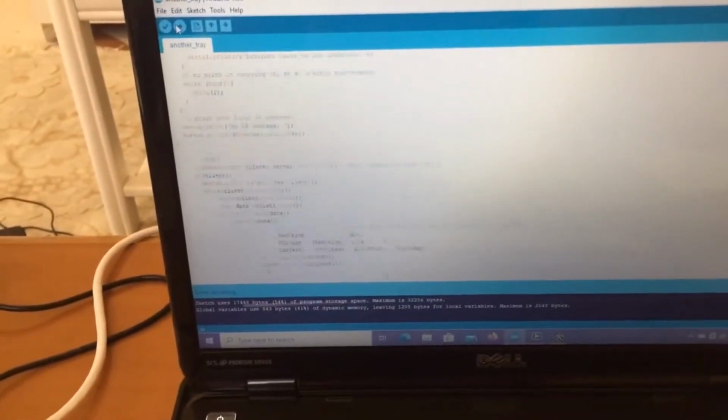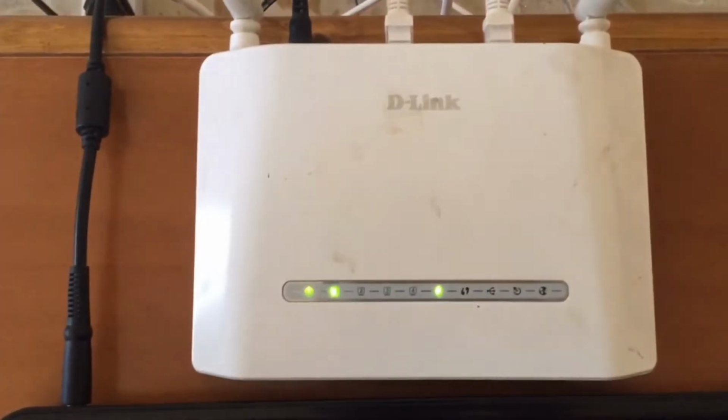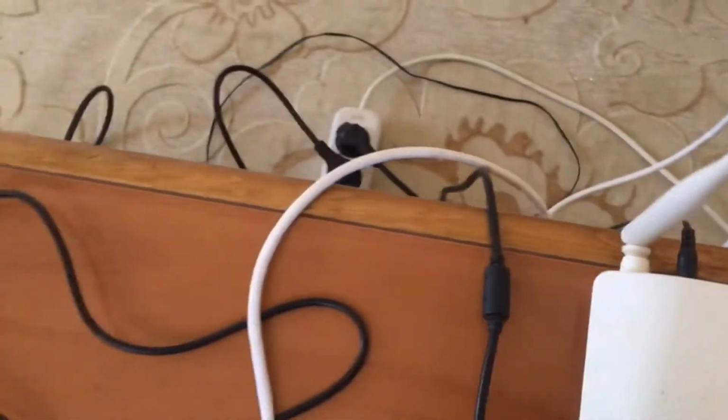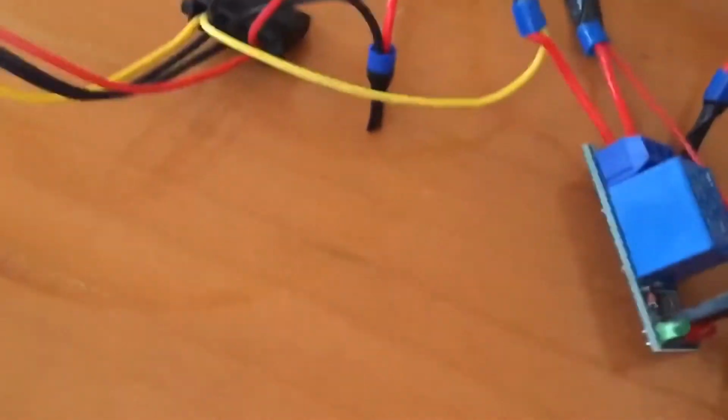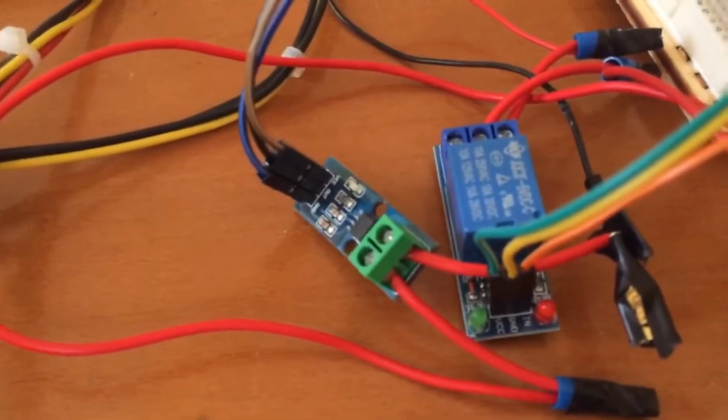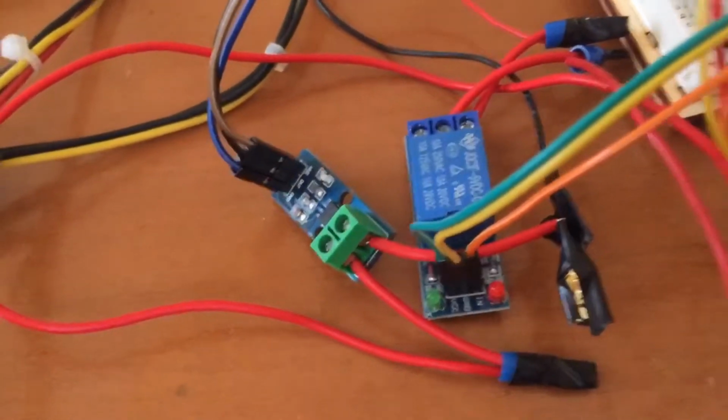This is our Arduino code. It will be uploaded after, and this is our modem. We use Ethernet cables, and the modem is connected to the PC, and from the modem to the Ethernet shield. These are our loads: a fan, DC fan, and a DC motor. This is the relay, and this is the current sensor, ACS 712.